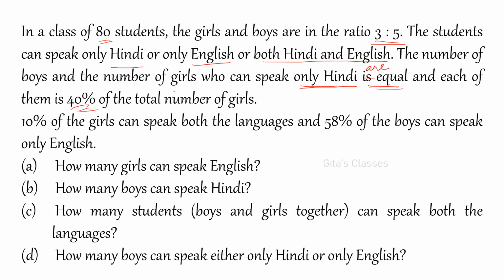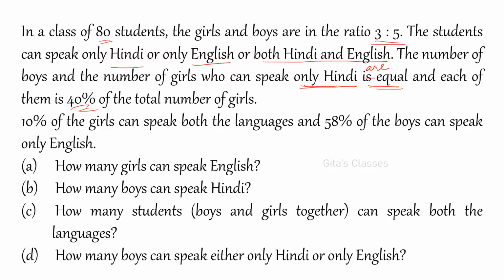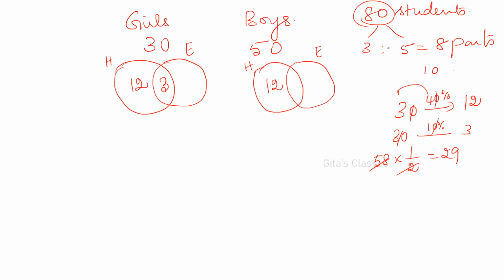58% of boys can speak only English. So what is there? 58% of 50. 58% of 50 means 50% is 1 by 2, which will be 29. So 29 boys can speak only English. Only English boys, that means this part. This is 29.